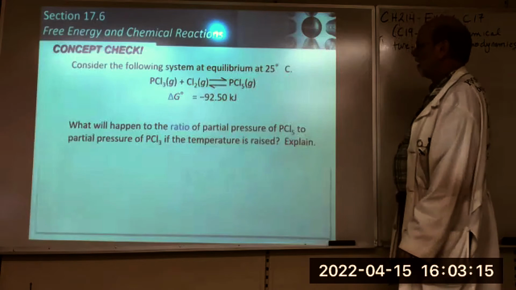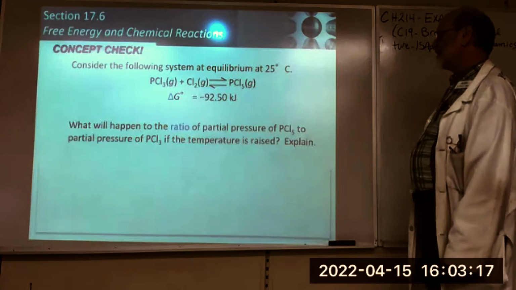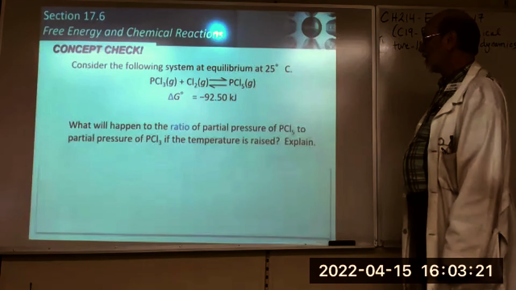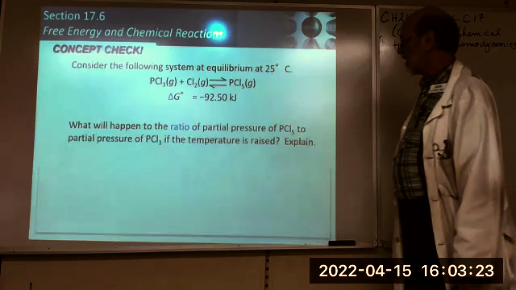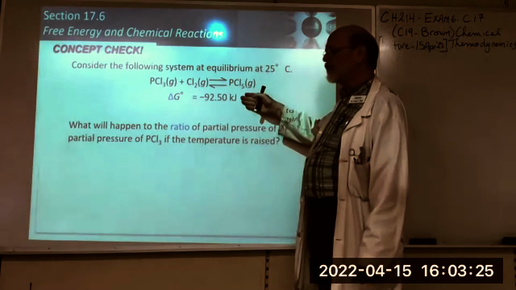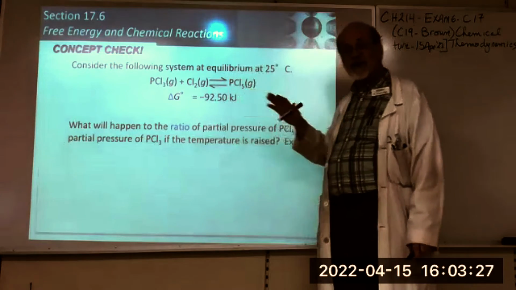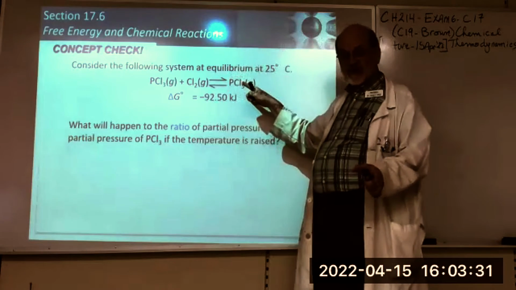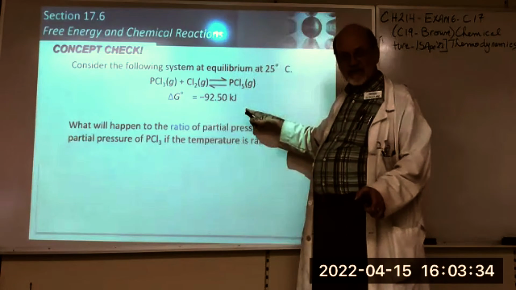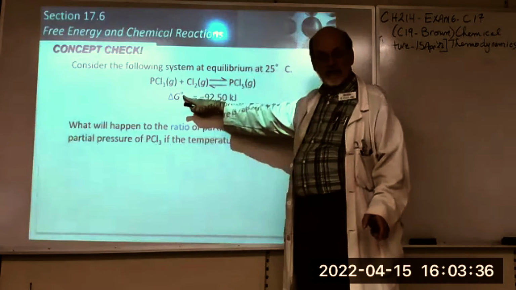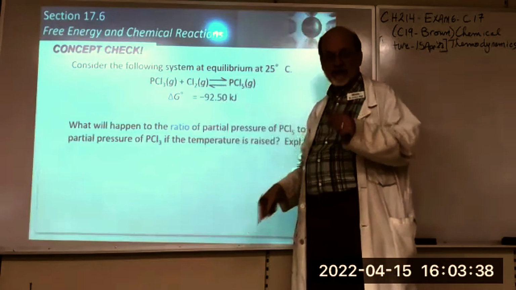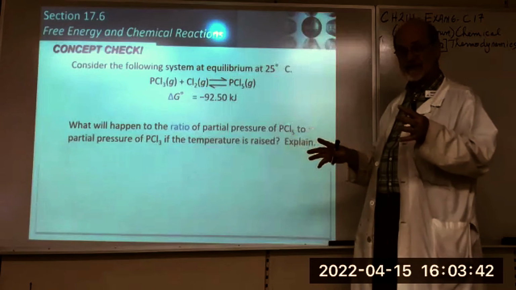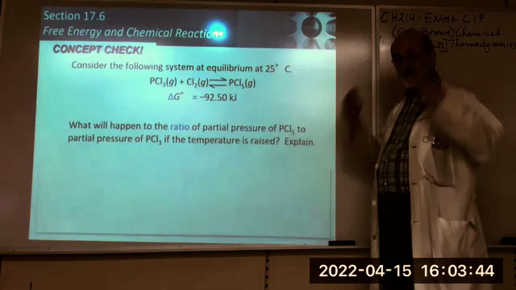Okay, what about this situation? PCl3 gas plus chlorine gas yields PCl5, and the delta G is given as minus 92.5 kilojoules. First thing you notice is the way it's written, under standard conditions, this is spontaneous. That's what that means. It's spontaneous under standard conditions. If we change the conditions, then it may not be spontaneous. You always have to keep that in the back of your mind.